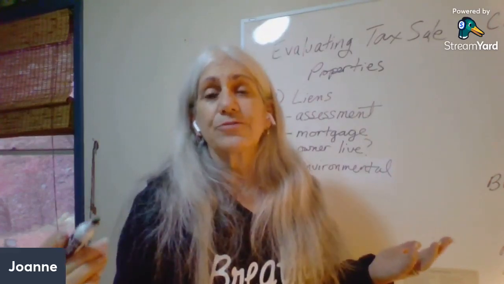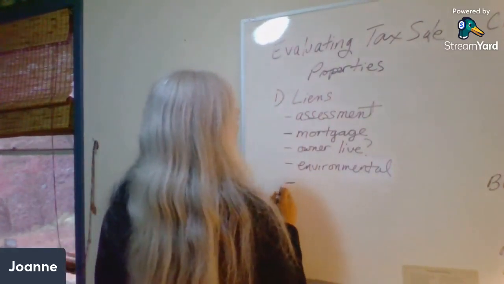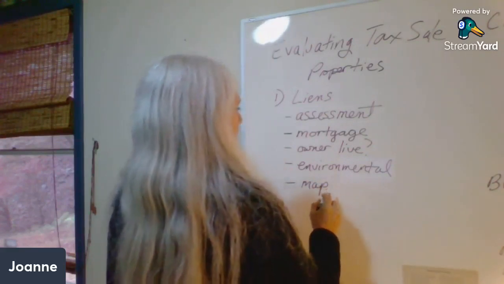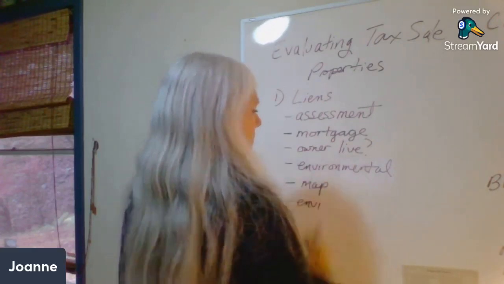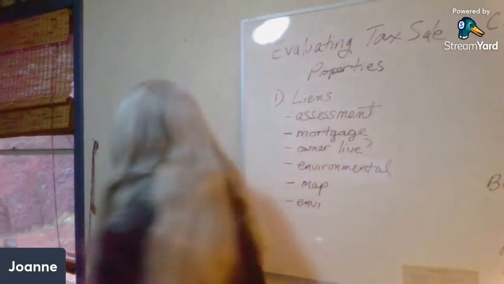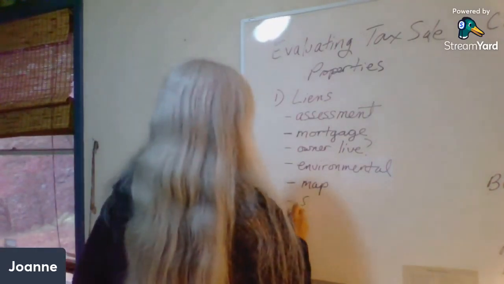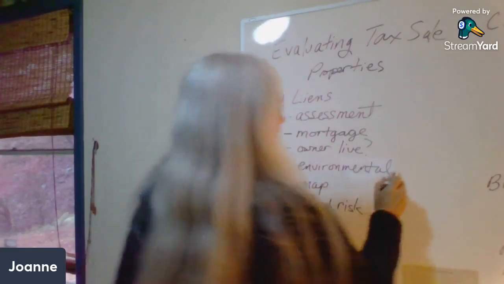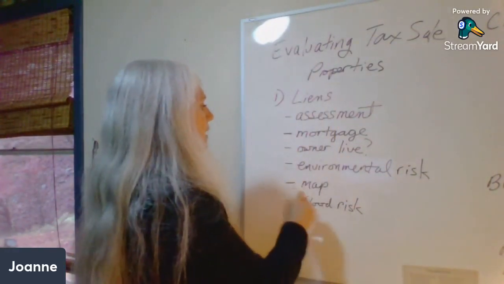And is it in a floodplain? Or what is the grade of the property, say? So you want to take a look at the map, okay, and environmental data. Is it in a floodplain? Flood risk. So you're looking at the environmental risk and flood risk, okay? And you're looking at the property on a map.